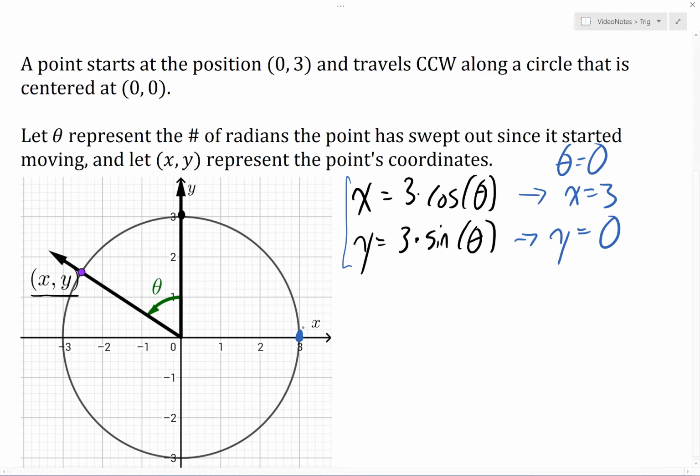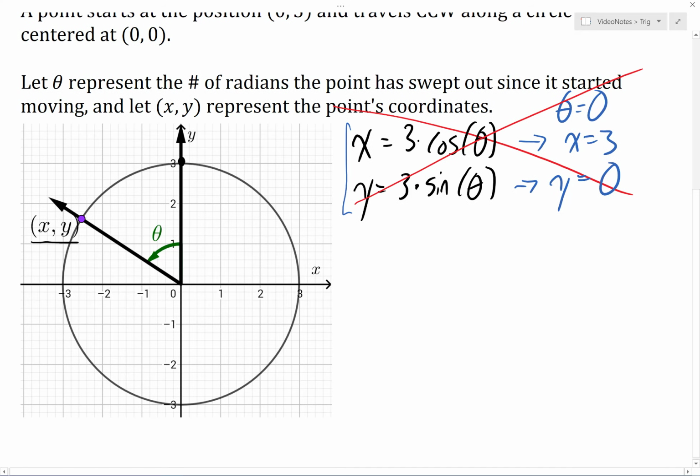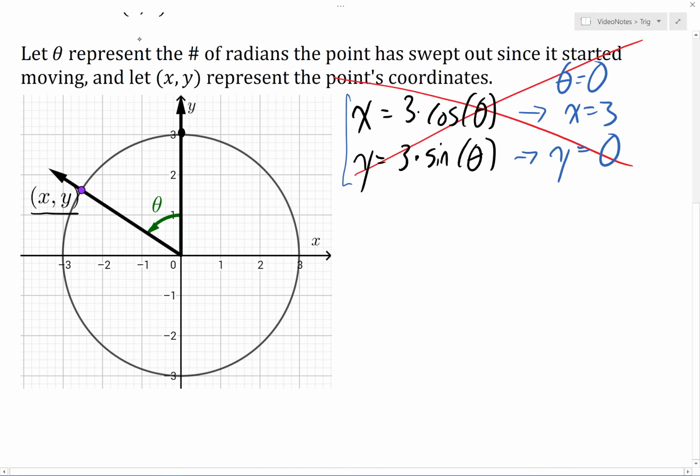But that's not the context we're looking at. In this case, the point starts at the 12 o'clock position. So we can't use these formulas. We'll cross these out. Those are not exactly what we're looking for. Recall that the sine and cosine functions take a number of radians as their input, but it's a number of radians swept out from the 3 o'clock position. So when we input an angle measure into the sine and cosine functions, it needs to be a number of radians swept out from the 3 o'clock position.